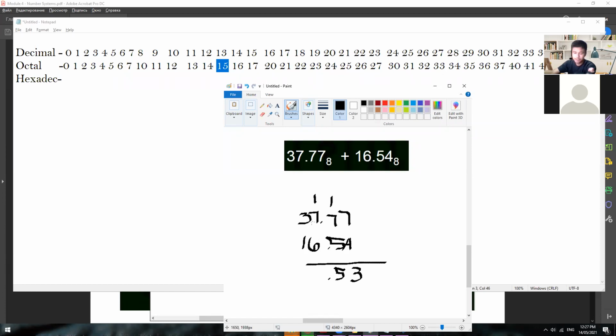6 plus 7 is 13, plus 1 is 14. So 14 in decimal, but 16 in octal. So carry 1 and bring down 6. And 1 plus 3 plus 1 is 5. This one is in octal, and this one is also in octal. So that's how we add octal. Are we clear so far?